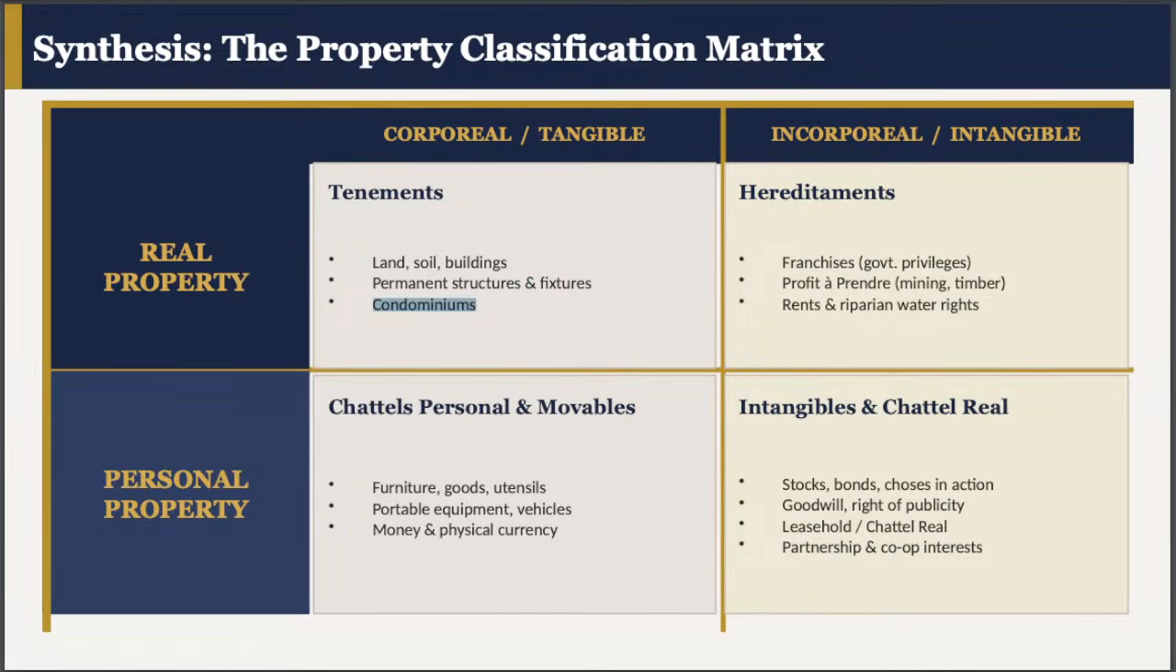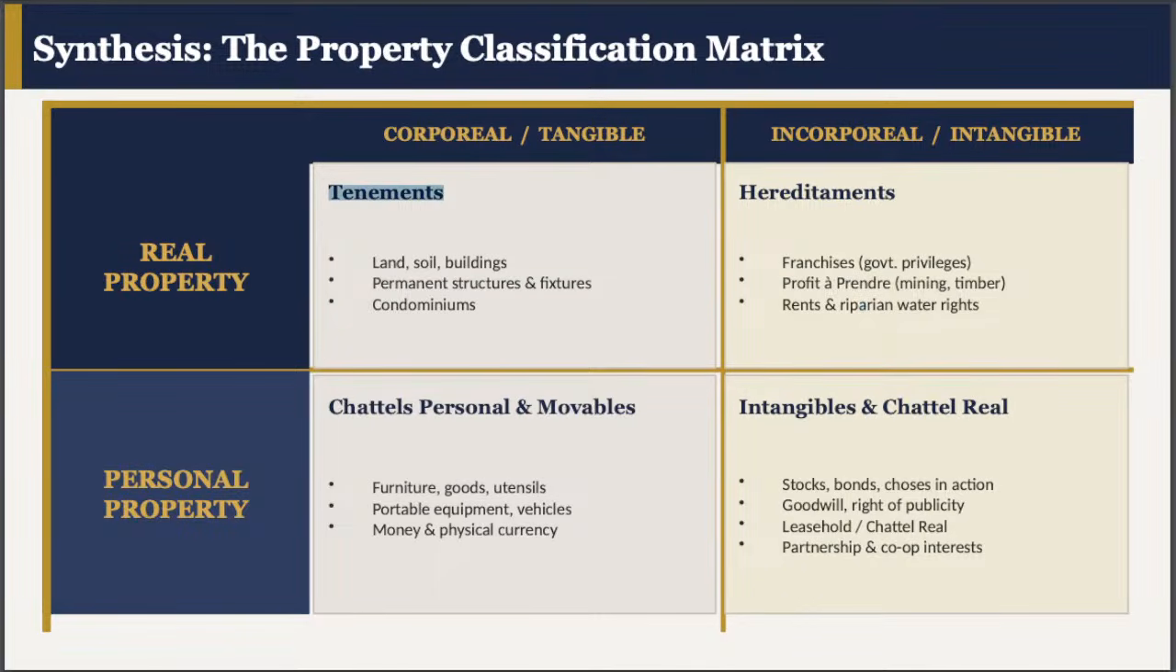Condominiums are real property. Then we have hereditaments, which have elements of both. They have the franchises, which could be government privileges. Profit à prendre, which is mining, timber, and rents and riparian water rights. So real property can have these different characteristics and rights associated with them.